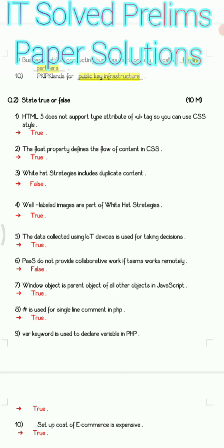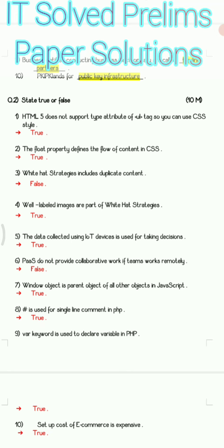Next, well labeled images are part of white hat strategies. So this is exactly true. Whatever is ethical, whatever is genuine, that is followed in the case of white hat strategies. The data collected using IoT devices is used for taking decisions. So this is also correct. Whatever data is collected in the Internet of Things is basically used to take proper decisions.